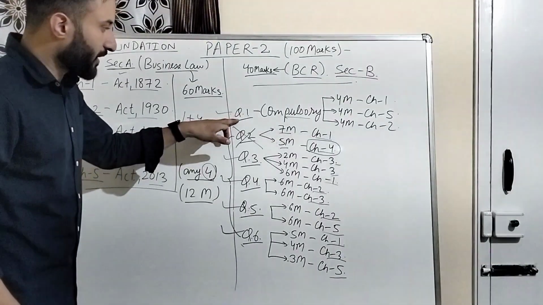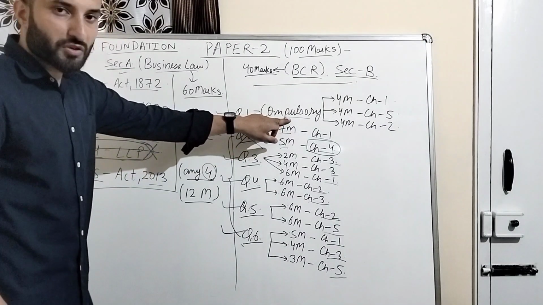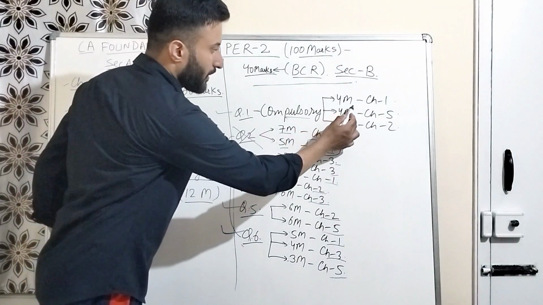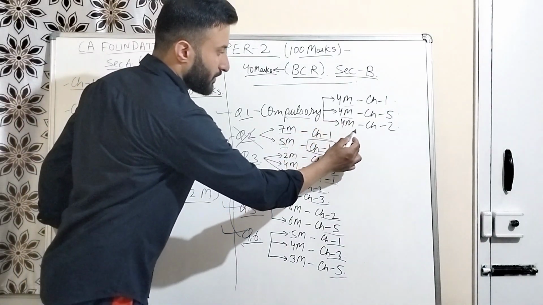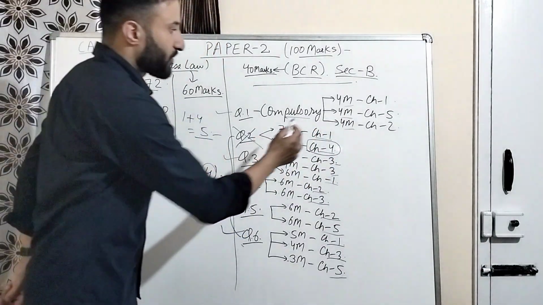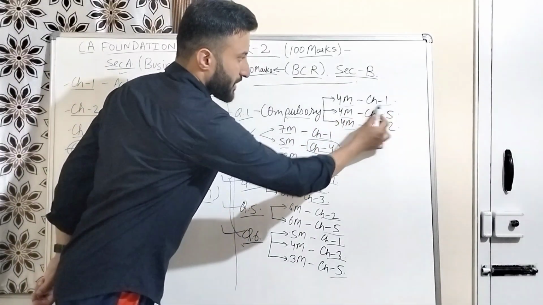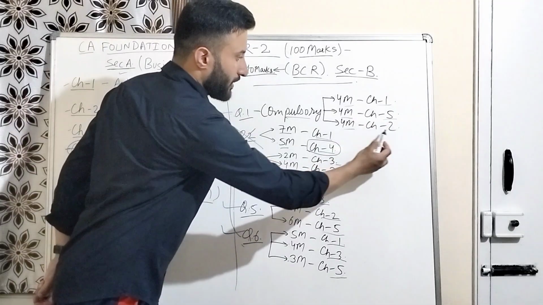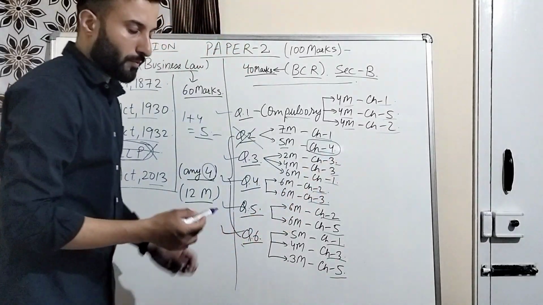Okay, and question number 1, which is compulsory, is of 3 parts. First is for 4 marks, second is for 4 marks, third is for 4 marks. First will come from chapter number 1, second will come from chapter number 5, third will come from chapter number 2.